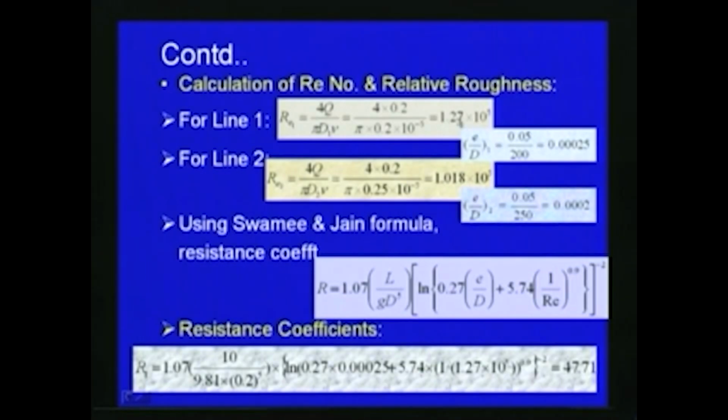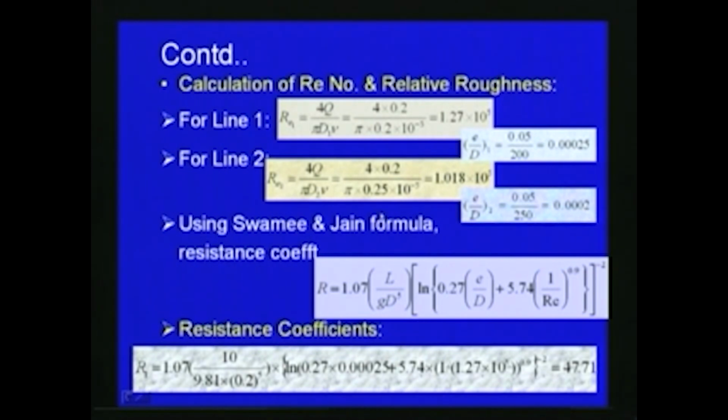So, this is equal to 1.27 into 10 to the power 5 and then the E by D ratio will be 0.05 divided by 200, that will be equal to 0.00025. Similarly for line 2, Re2 is equal to 4Q by pi d2 nu, that is equal to 4 into 0.2 divided by pi into 0.25 into 10 to the power minus 5, that will be obtained as 1.018 into 10 to the power 5. In a similar way, the E by D ratio will be 0.05 by 250, it is equal to 0.0002.